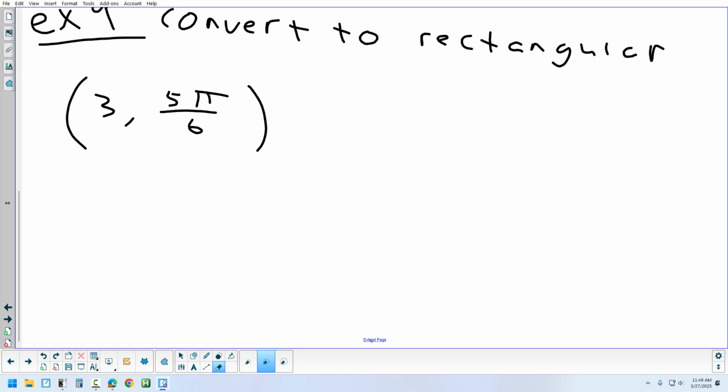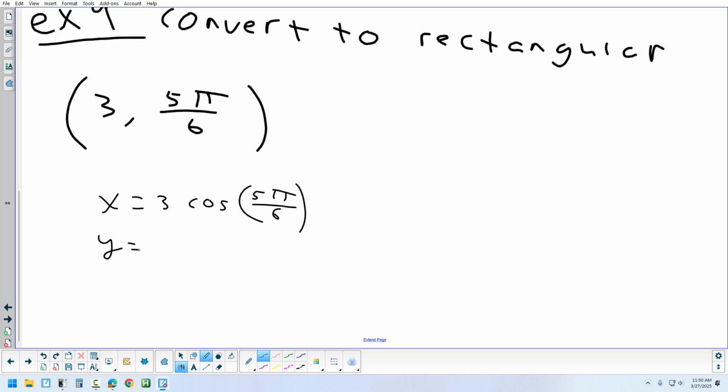What's my x formula? 3 cosine 5 pi over 6. And the y formula? 3 sine 5 pi over 6. Okay. Now, pi over 6 is how much? Isn't that 30? So this is definitely a multiple of 30. It's 30 times 5. That means we are going to get an answer we should recognize.